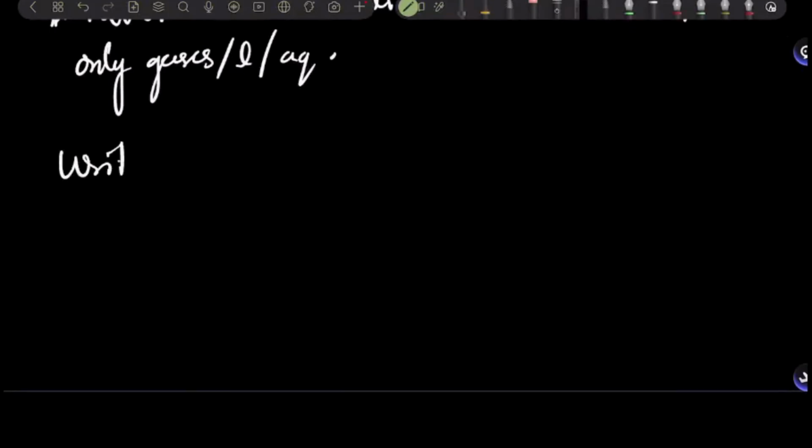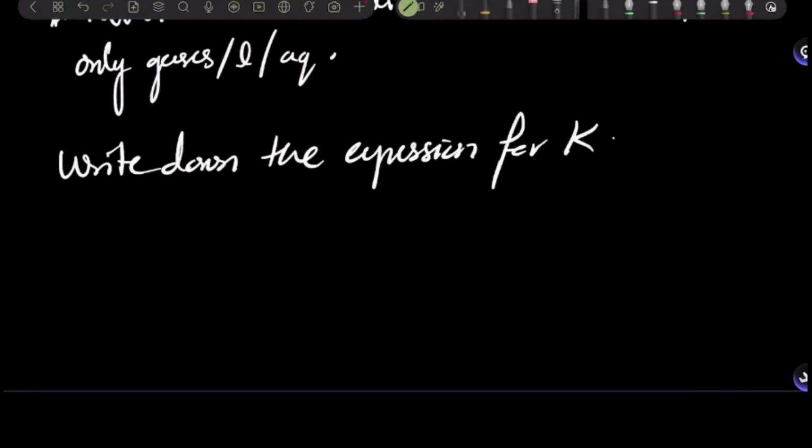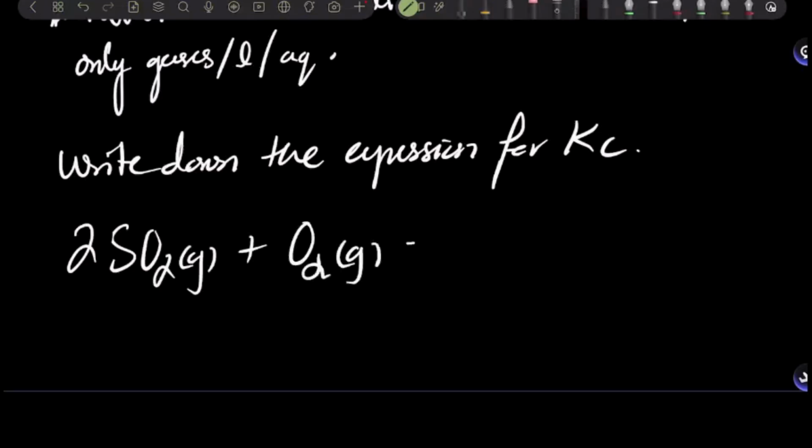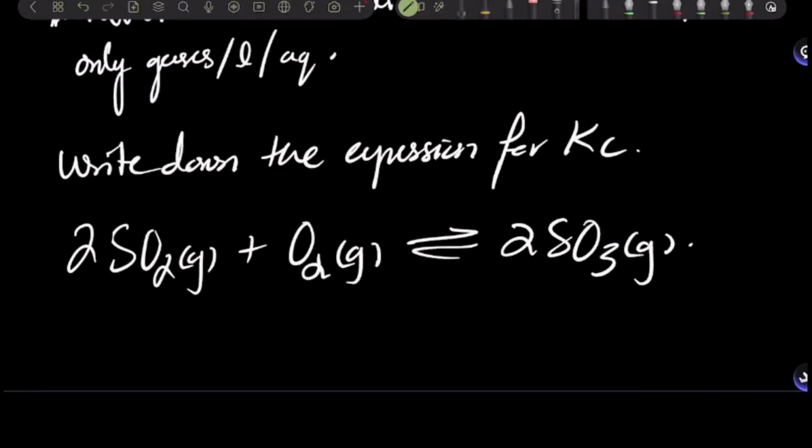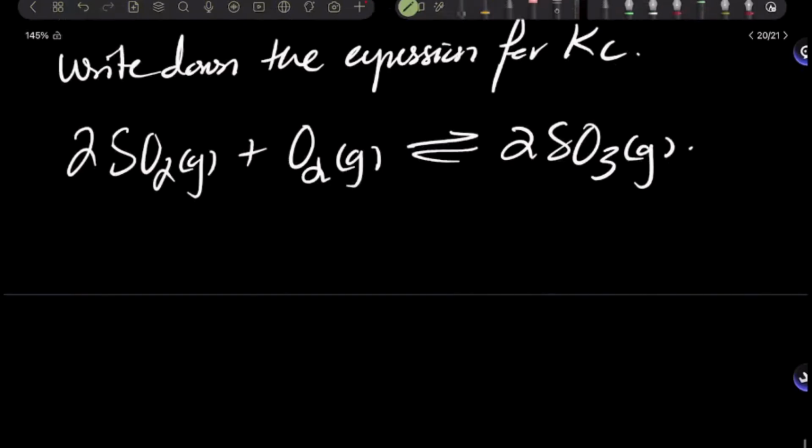Let's write down the expression for Kc for the example that is 2 moles of SO2 gas plus O2 gas goes into 2 moles of SO3 gas. Now, in order to write down the Kc expression, what should I do? I'll write Kc is equal to, what is it equal to? Right-hand side over left-hand side. So what's present on the right-hand side?